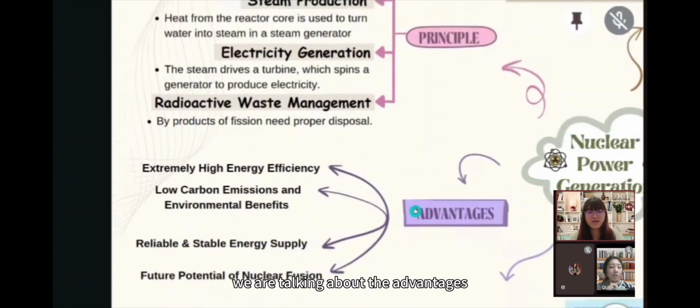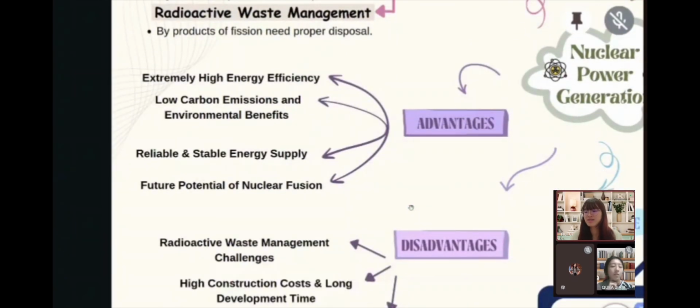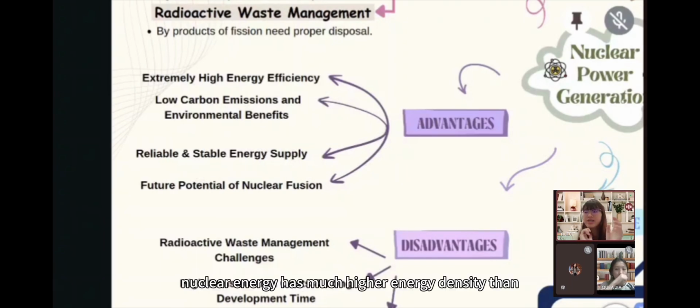Now, we are talking about the advantages. There are four. The first key advantage is extremely high energy efficiency. Nuclear energy has a much higher energy density than fossil fuels. Just 1 kilo of uranium-235 can generate as much energy as 2,700 tons of coal, meaning that less fuel is needed to produce more electricity.